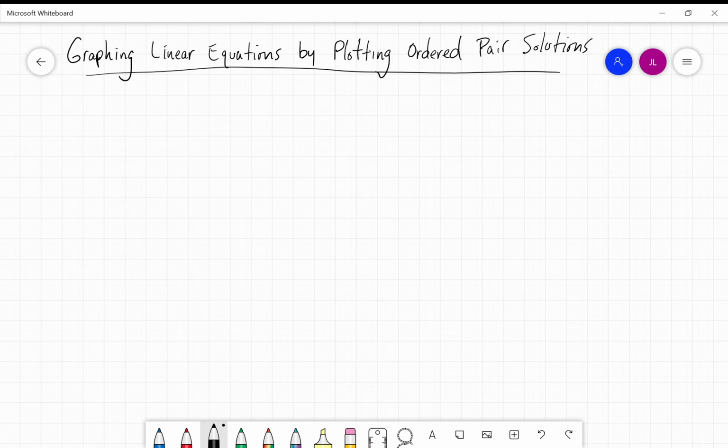Linear equations, and usually when we see them in two variables, of course. And we're going to look at how we graph by plotting ordered pairs. Now, the first thing we need to understand is a linear equation. We're going to be looking at this in two variables.